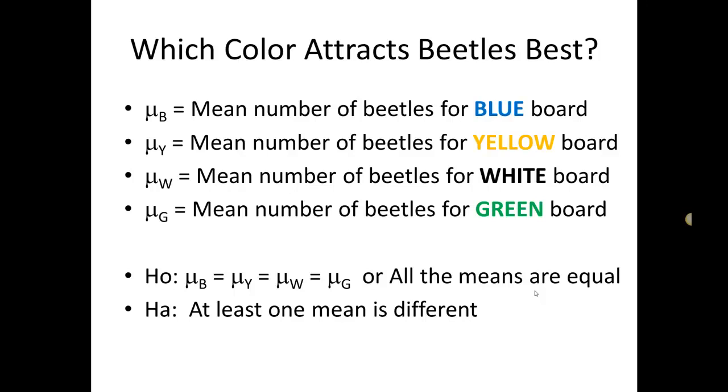So we were comparing 4 groups here, basically the 4 different colors of boards: blue, yellow, white, and green. And we want to know, are the mean numbers of beetles trapped on each of these boards different? So the null hypothesis is that the mean for the blue board is equal to the mean for the yellow board is equal to the mean for the white board is equal to the mean for the green board, or in other words, all the means are equal, versus the alternative hypothesis that at least one of those means is different. One of those things is not like the other.